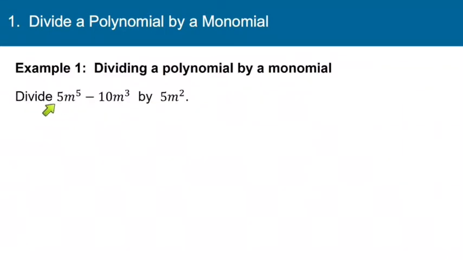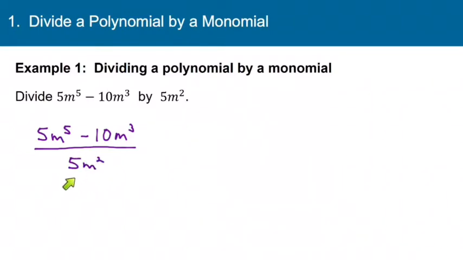So here's our first example. We will divide 5m to the fifth minus 10m cubed by 5m squared. So if we wrote this in a division form, it would look like this. 5m to the fifth minus 10m to the third, all divided by 5m squared. So now we want to break this up into separate terms. Each term will have the denominator 5m squared.